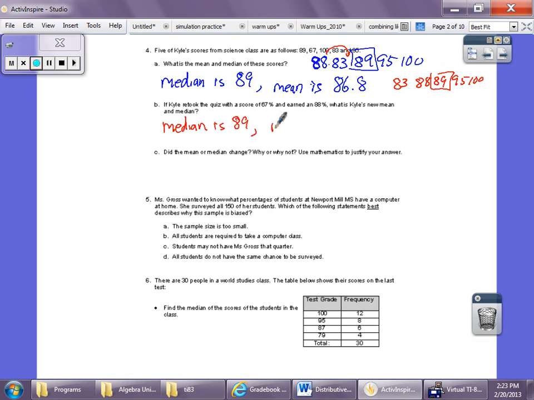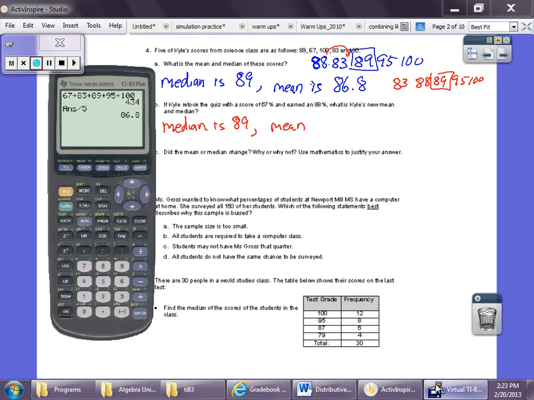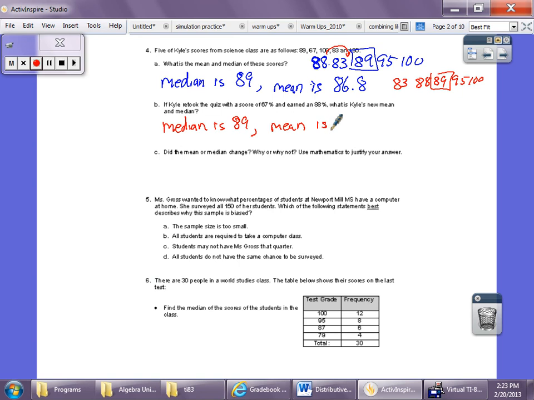but the mean will change. We know the mean is going to increase because he went from a 67. So what we can do is we know that we have 434. That was the total. So we get rid of that 67, but we add in the 88. So it gives us a new total of 455. Now we divide that by 5. So his new mean is a 91.